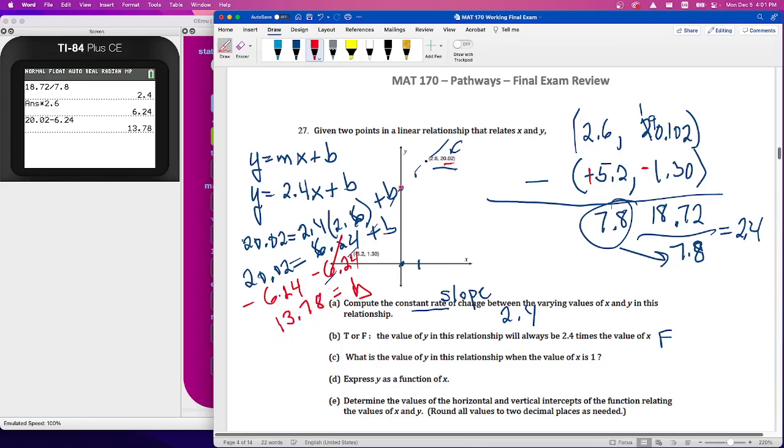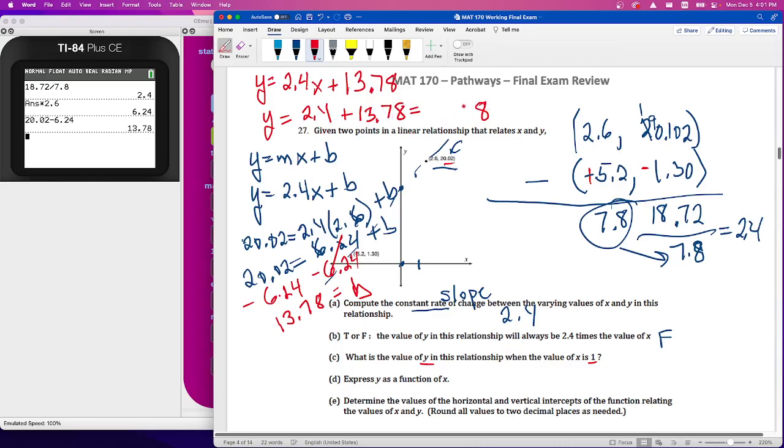And when you look at what the points are here, it's about right. So our equation for this line is y equals 2.4x plus 13.78. And we want to know what y is when x is 1. So we can just plug in 1 for x. That's going to give us 1 times 2.4, which is 2.4, plus 13.78. So we add those together.